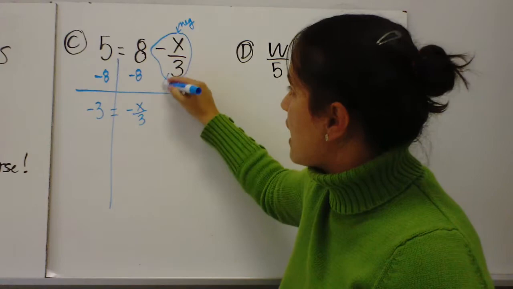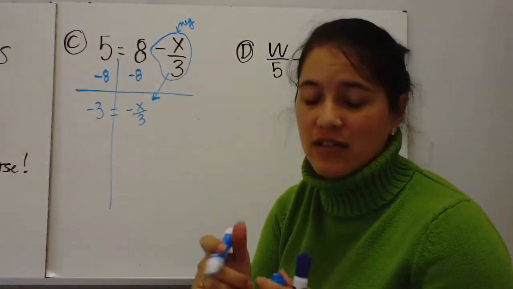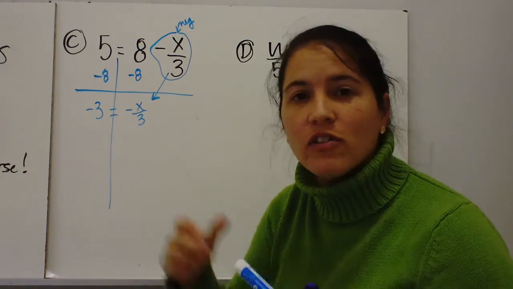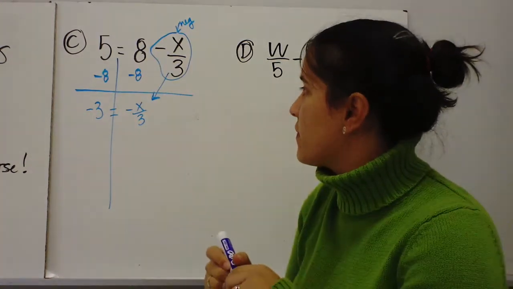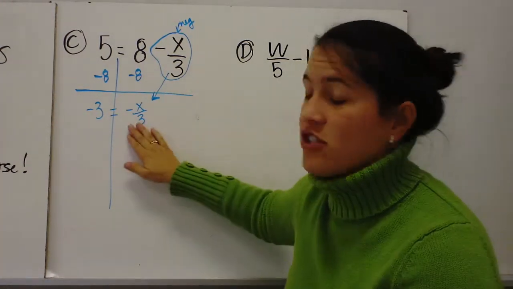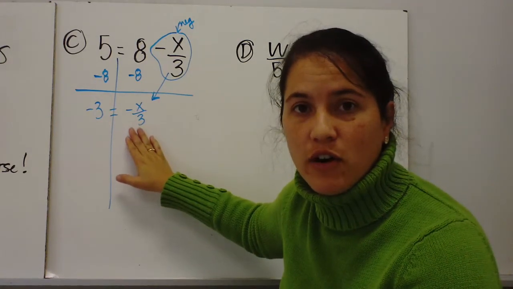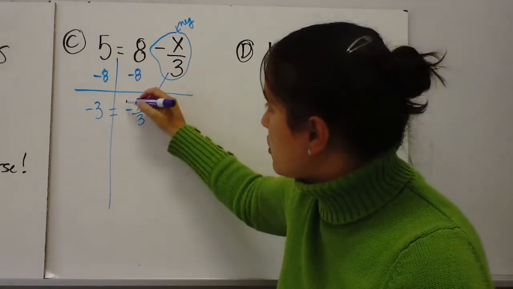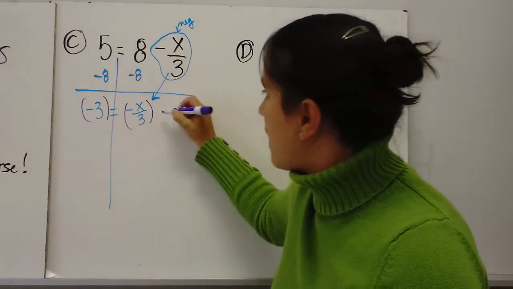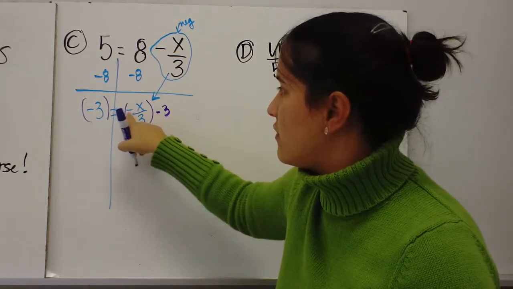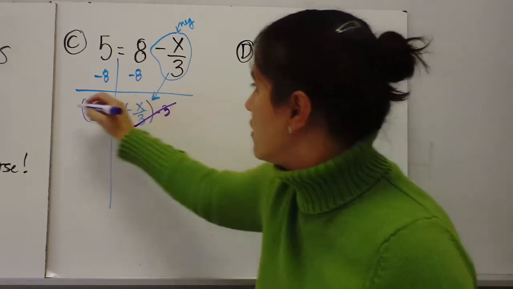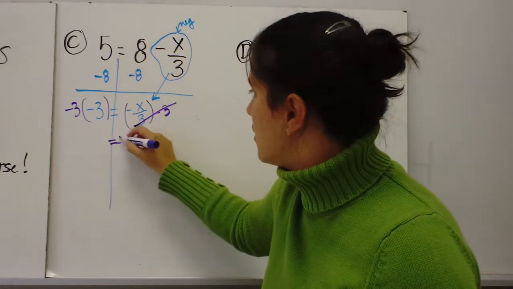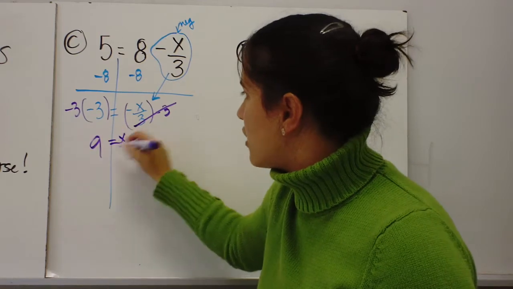And then when you bring this down, you have to bring down the negative sign. So remember, it's whatever the symbol is in front, if it's going to be positive or negative. So now I have division. In order to undo this division part, I need to multiply. So I'm going to multiply both sides by negative 3 because of this negative. And negative 3 times negative 3 is 9.